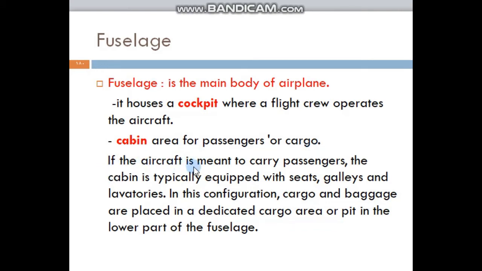If the aircraft is meant to carry passengers, the cabin is typically equipped with seats, galleys, and lavatories. In this configuration, cargo and baggage are placed in a dedicated cargo area or bay in the lower part of the fuselage.